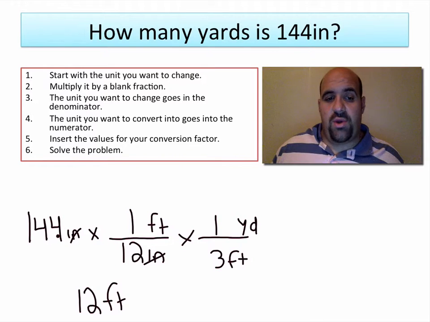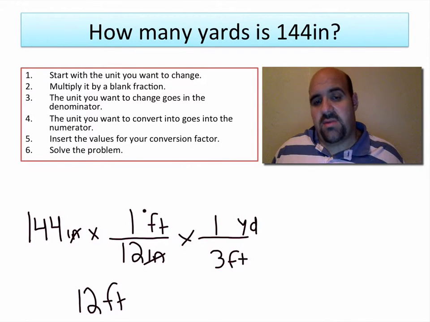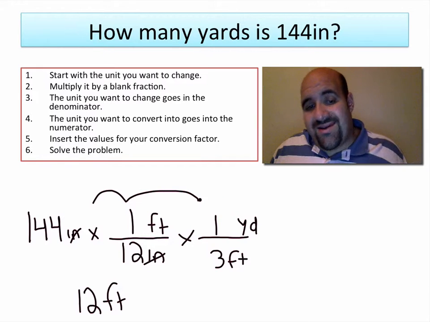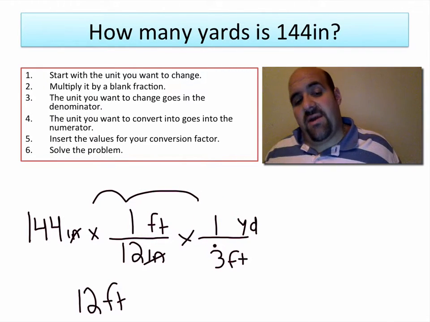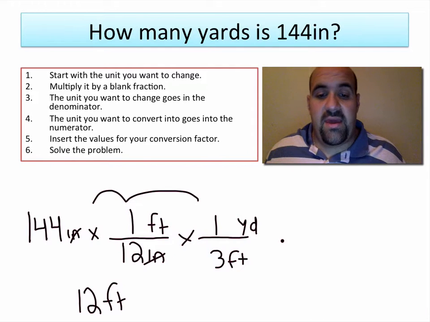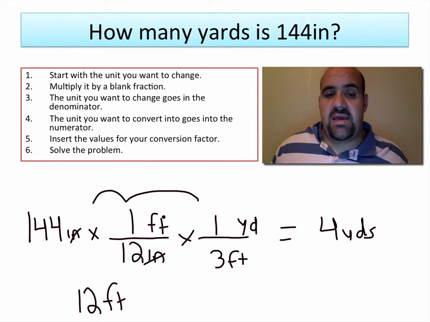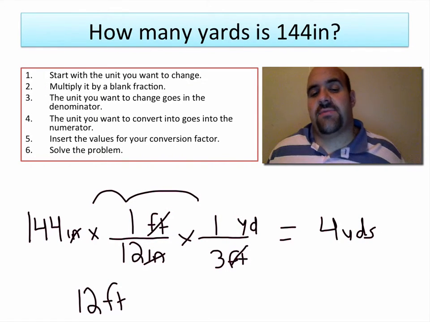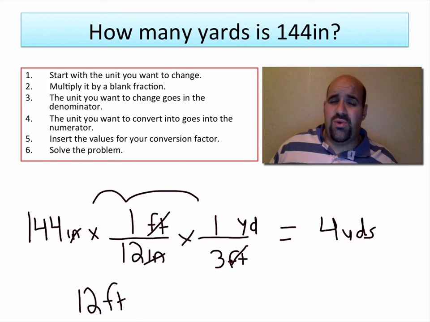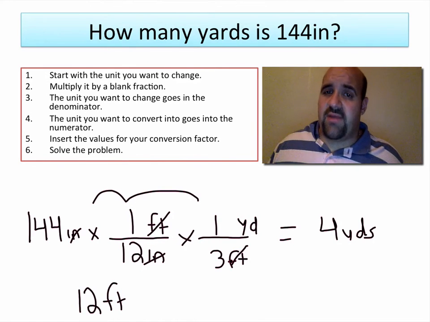So I'm essentially going 144 times 1 times 1, multiplying across. And that's going to be 144 divided by 12 divided by 3. And that's going to be 4 yards. So 144 inches is 4 yards. These feet cancel. Hopefully that helps you do some two-step unit conversions.